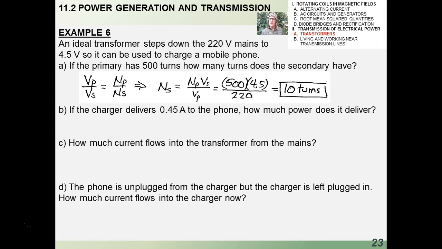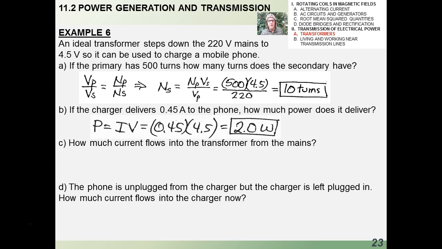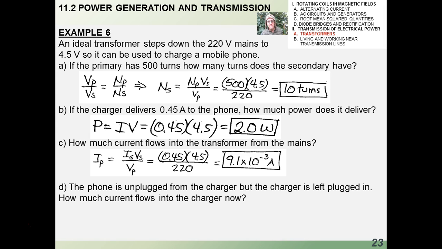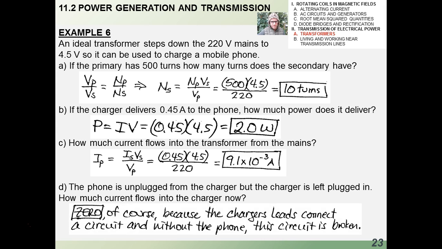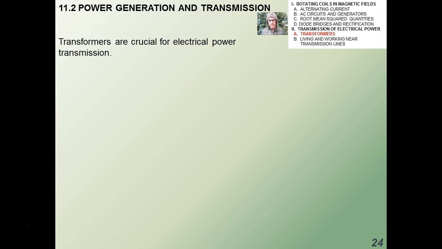If the charger delivers about a half an amp to the phone, how much power does it deliver? Well, P equals IV. Right, that's easy. How much current flows into the transformer from the mains? Okay, that's I sub P. We would use this version of the equation, 9.1 times 10 to the minus 3 amps. If the phone is unplugged from the charger, but the charger is left plugged in, how much current flows in the charger now? Well, of course, 0, because the charger's leads connect to a circuit. Without the phone, there's no circuit, so you don't have to worry about wasting electricity when you leave your charger plugged in. Okay. That's just simple physics.